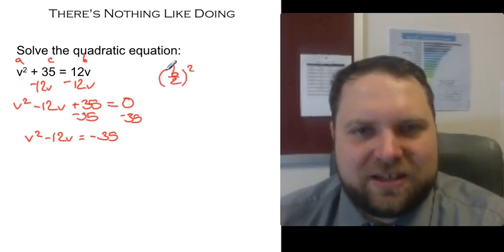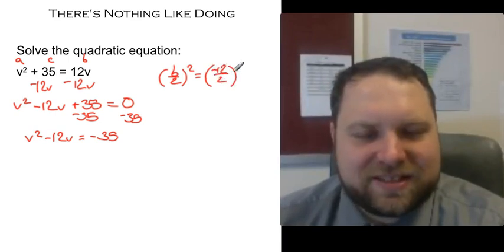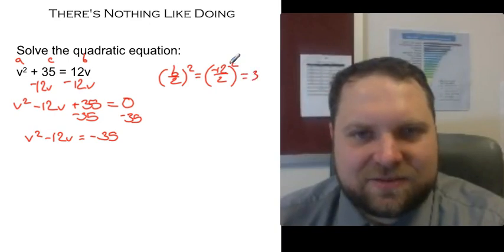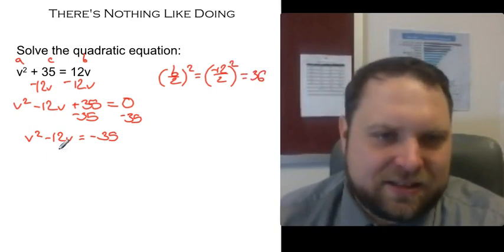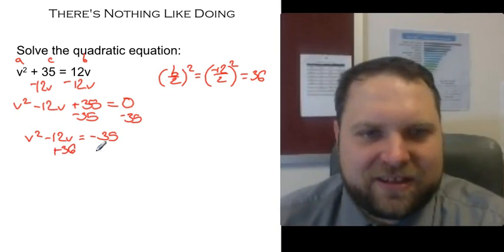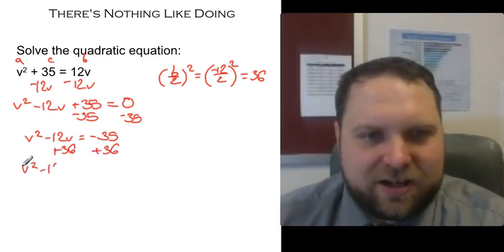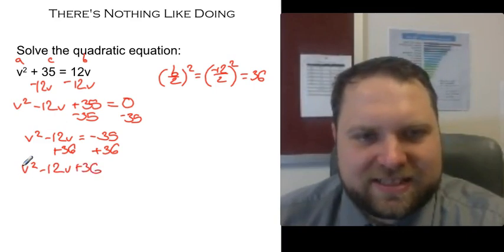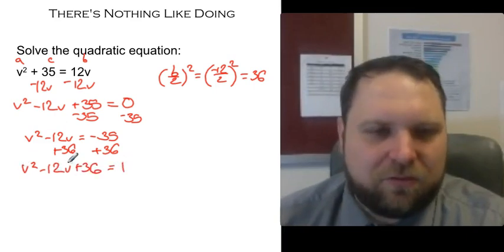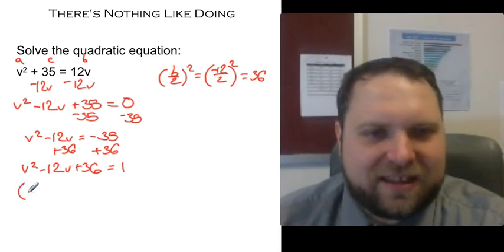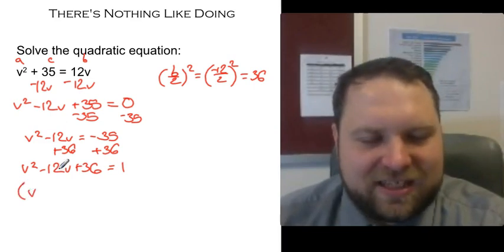I need to do b over 2 squared. b in this case is negative 12. So negative 12 divided by 2 is negative 6. Negative 6 squared is 36. So we've got a number with a little more heft to it this time, but it doesn't change anything. I get v squared minus 12v plus 36 is equal to 1. I can rewrite the left-hand side as v plus b over 2. b over 2, of course, is negative 6.